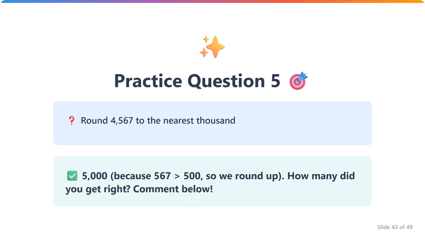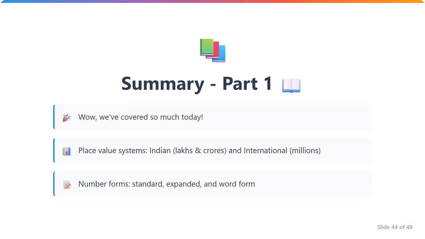Question 5. Round 4,567 to the nearest thousand. The answer is 5,000 because 567 is greater than 500, so we round up. How many did you get right? Comment below.